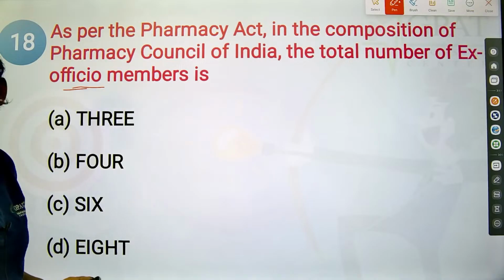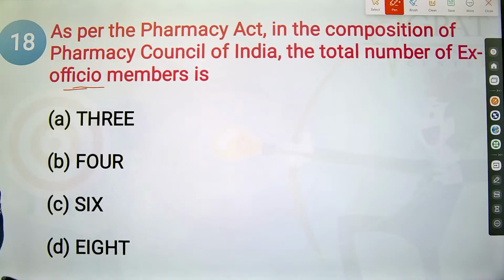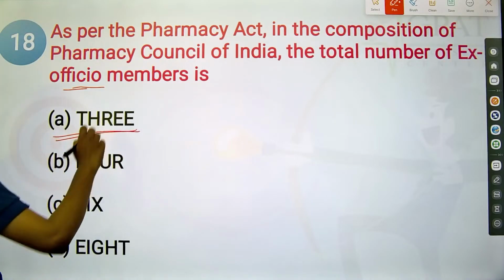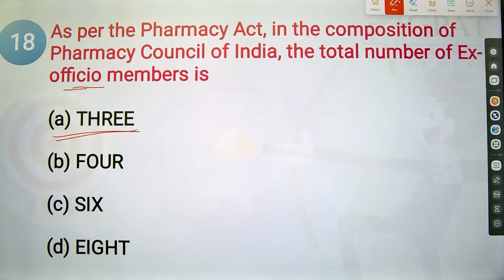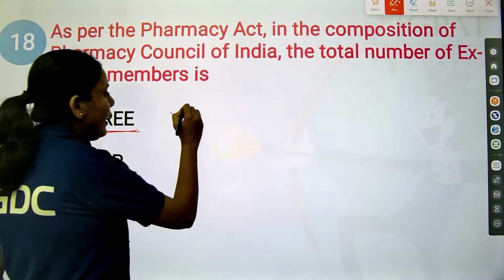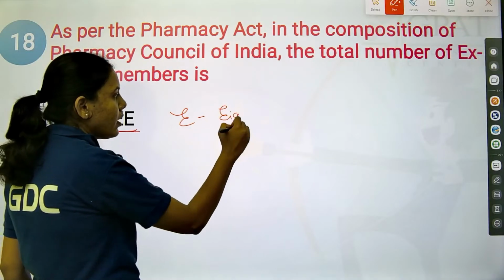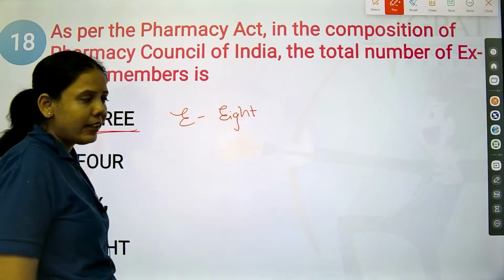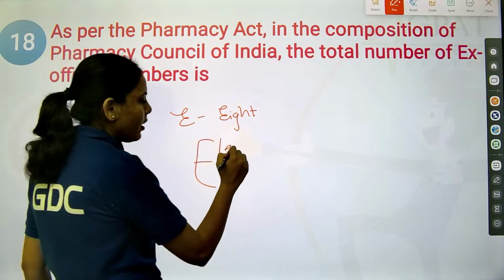So when we talk about the composition of PCI, the total number is 3 members as ex officio members, in which elected we have 8, nominated 9, and ex officio 3. Elected is 8. So EE, you can remember elected 8.